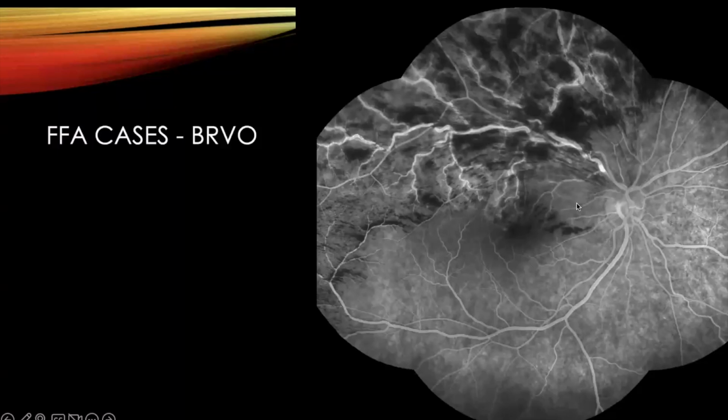Again, when looking at a clinical picture, you can say whether or not these are bloods, but you don't know for certain until you've looked at it. You've got this feathering along the vessels again, areas of capillary non-perfusion, and this is all typical of a branch retinal vein occlusion. And with FFA findings, you can go and read this yourself.